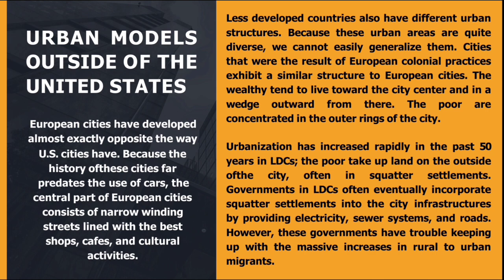Less developed countries also have different urban structures. Because these urban areas are quite diverse, we cannot easily generalize them. Cities that were the result of European colonial practices exhibit a similar structure to European cities. The wealthy tend to live toward the city center and in a wedge outward from there. The poor are concentrated in the outer rings of the city.